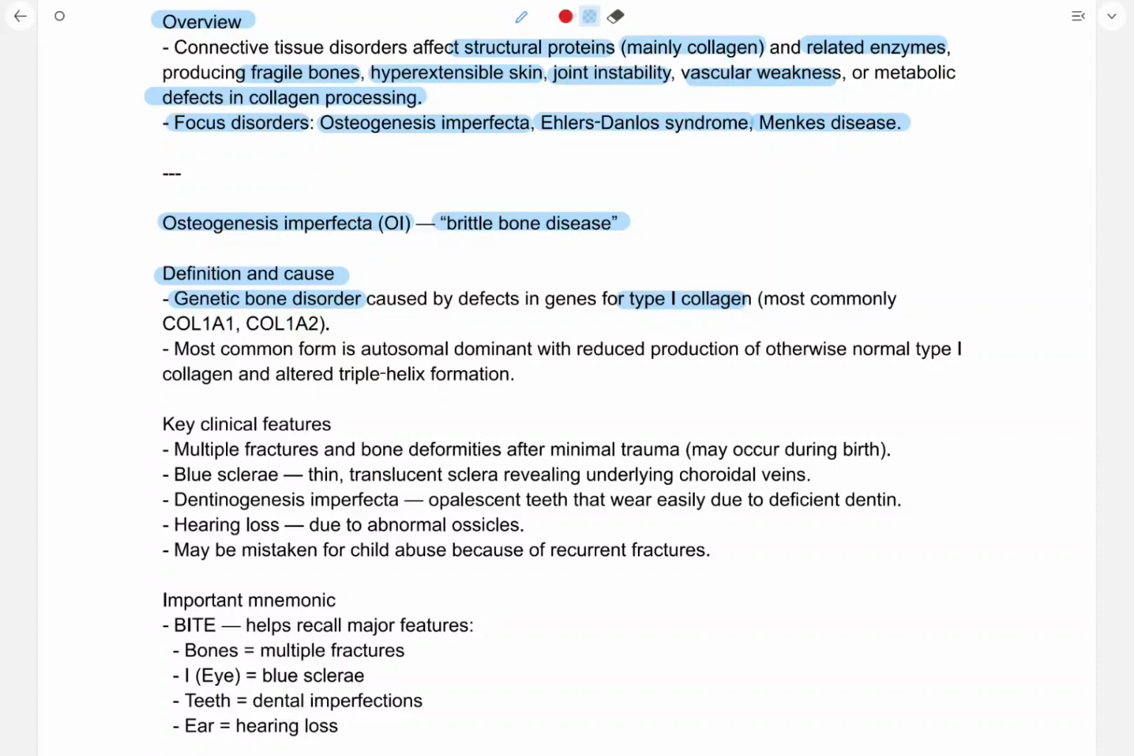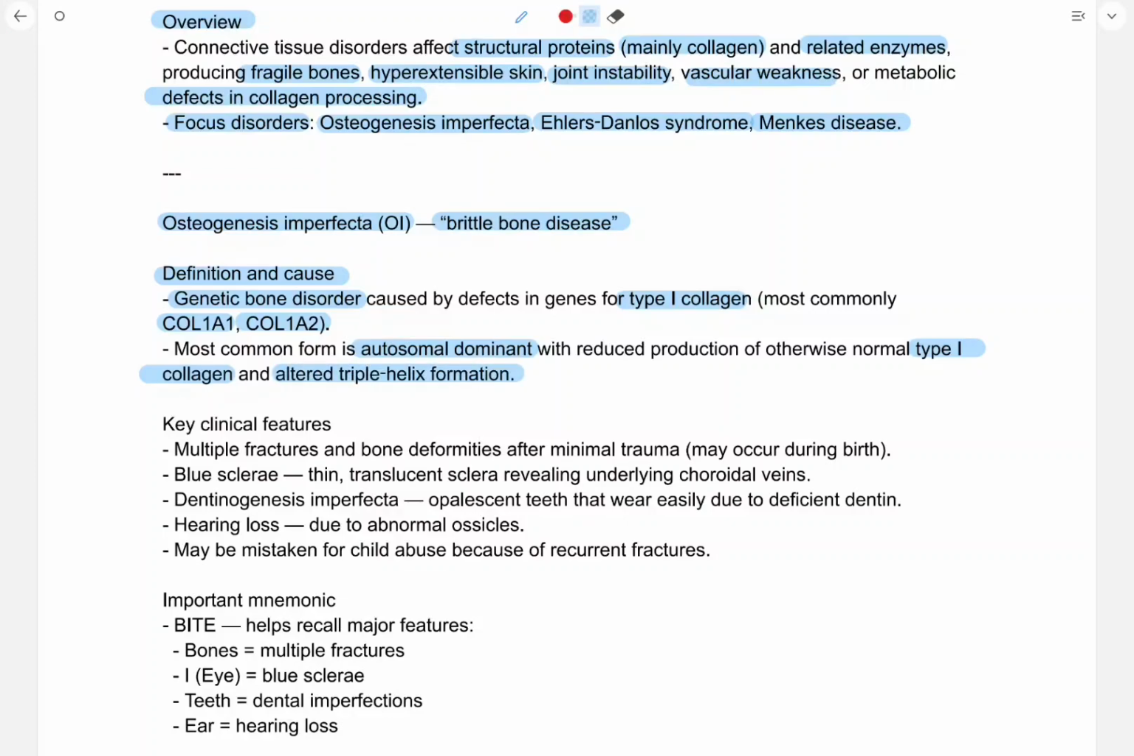Most commonly, the genes involved are COL1A1 and COL1A2. The most common form is autosomal dominant, with reduced production of otherwise normal type 1 collagen and altered triple helix formation.